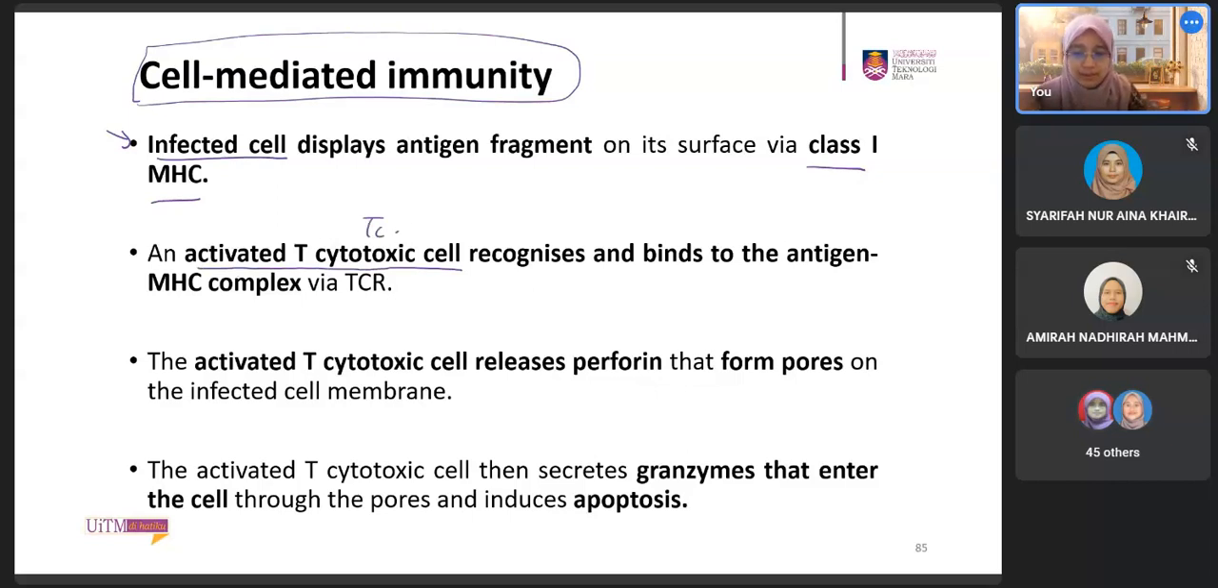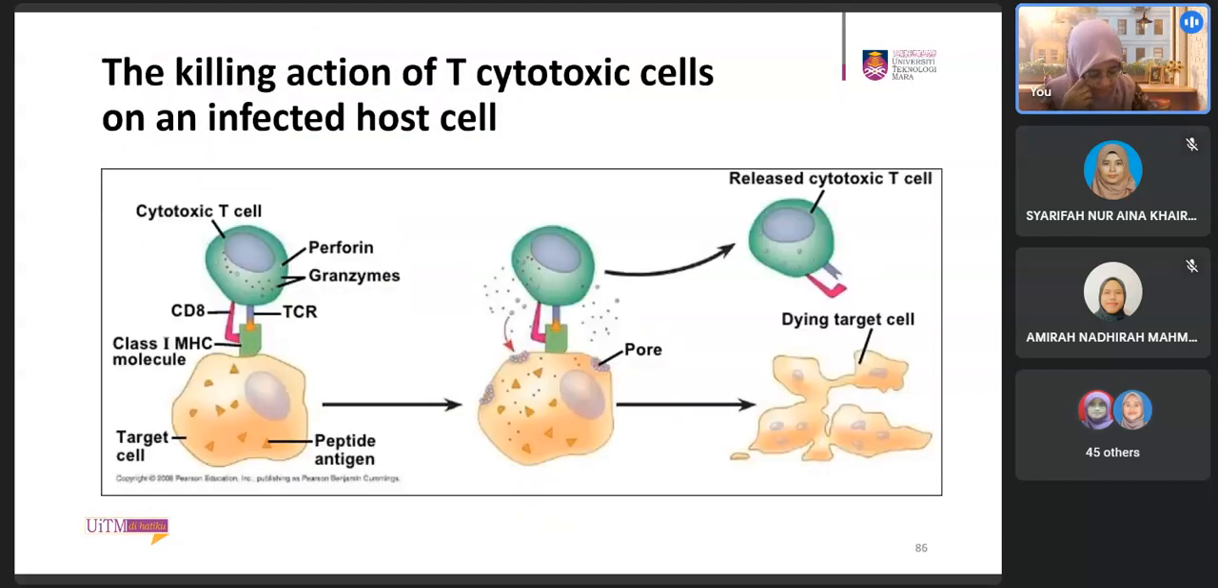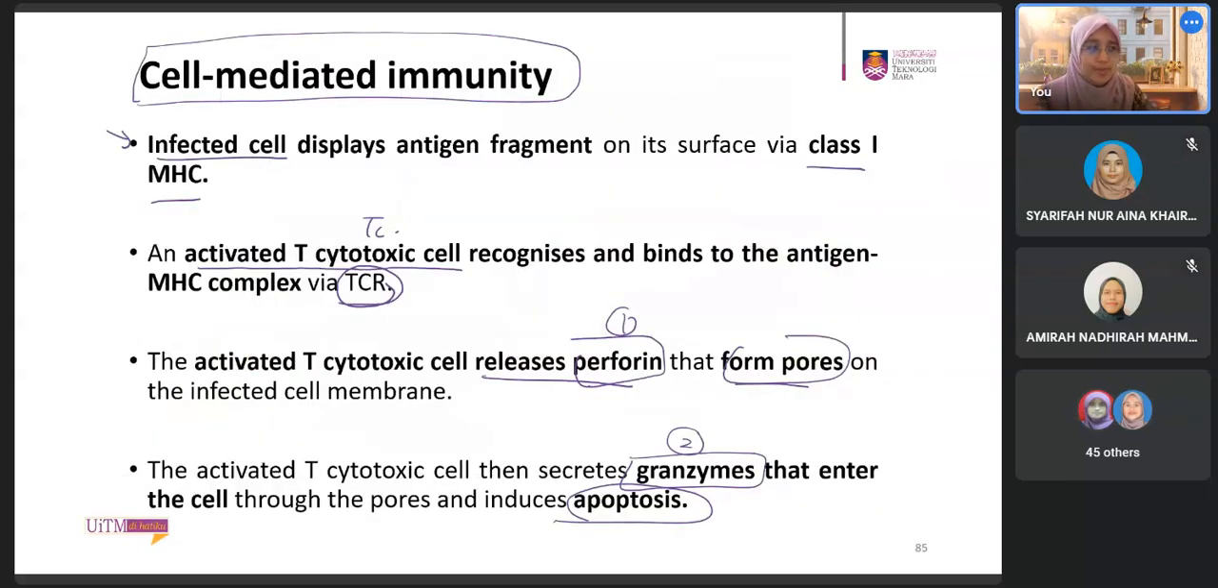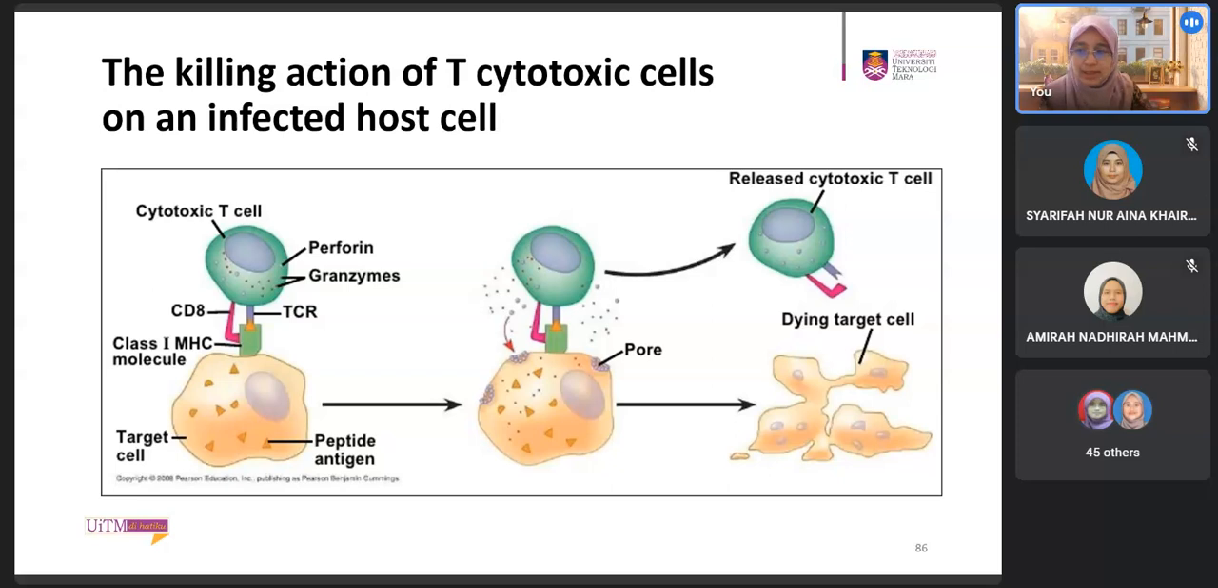The activated cytotoxic T cell recognizes and binds to the antigen-MHC complex via its T cell receptor. The cytotoxic T cell has a receptor on the cell surface. So the activated T cytotoxic cell releases two chemicals, the first one is perforins. The function of the perforins is to form pores on the infected cell membrane. The activated cytotoxic T cell then secretes the second chemical, which is granzyme. Perforin forms pores. Granzyme enters the cell through the pores and induces apoptosis. Apoptosis means it induces the cell to undergo cell death. So that is the killing action of the T cytotoxic cells on an infected host cell.